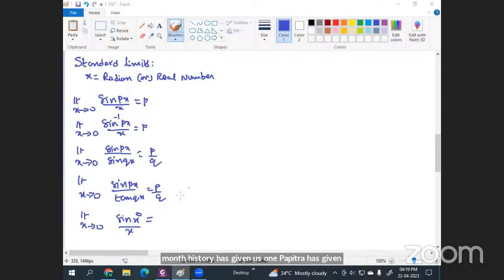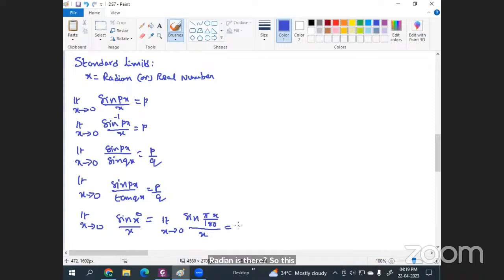Pavitra has given -1. So here, limit x tends to 0, sin x degree can be written as sin pi x by 180, because what we said is x should be in radian, not in degree. Now here x degree is there, but radian is needed, so this degree we should convert to radian. Now sin px by x is p, that is pi by 180. Right? So Del has given the right answer. So take care of these problems, they are very important.